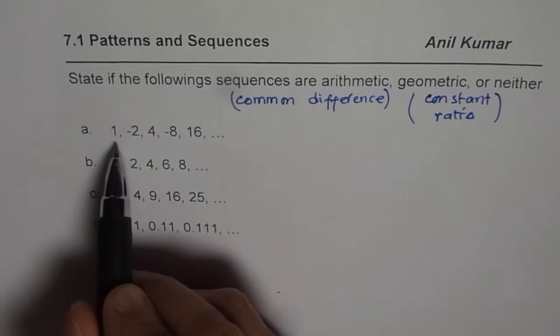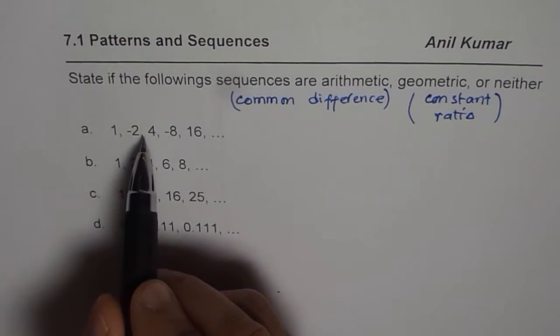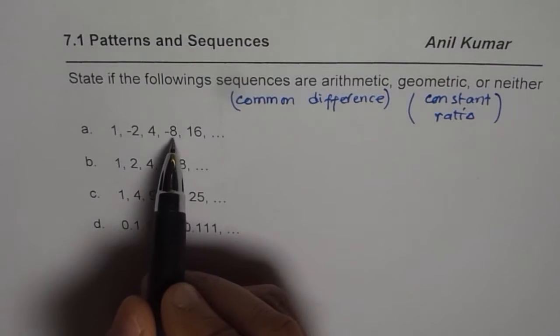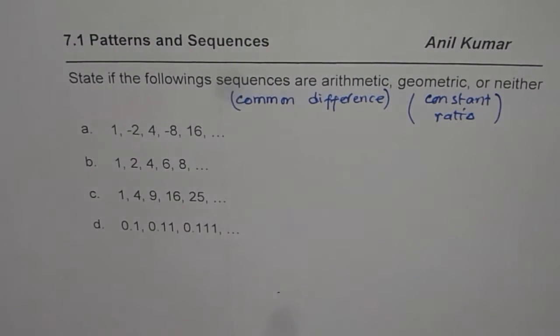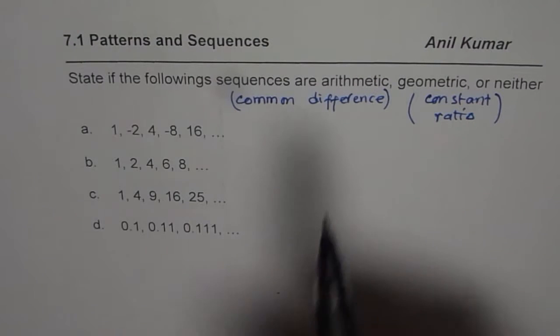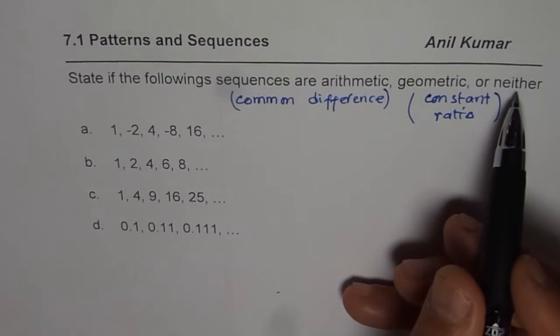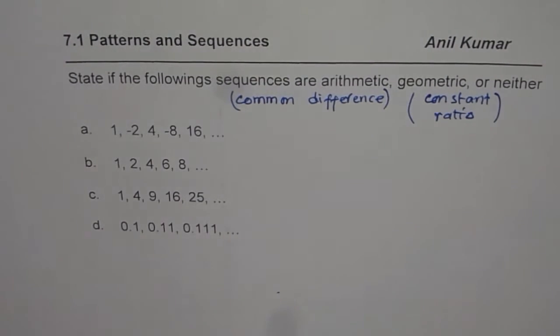So if you see this, the first one is 1, minus 2, 4, minus 8 and so on. Do we have a common difference or a constant ratio? That is what you have to ask yourself, and the answer will give you the type of sequence. If none of these is true, then it's neither. Perfect. So you can pause the video, copy these 4 questions and answer.